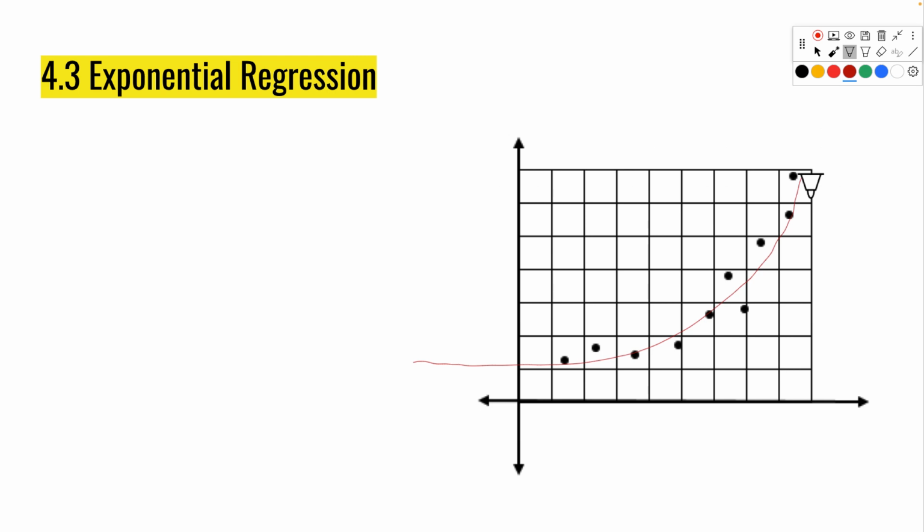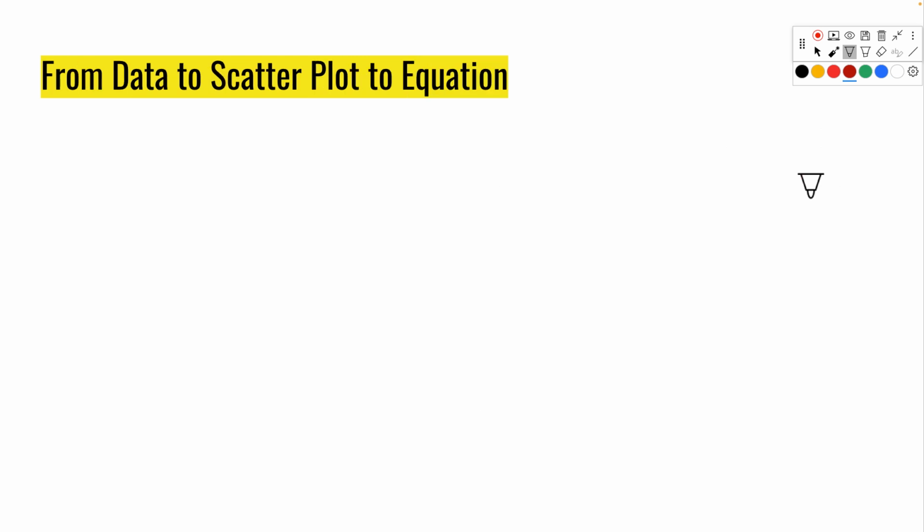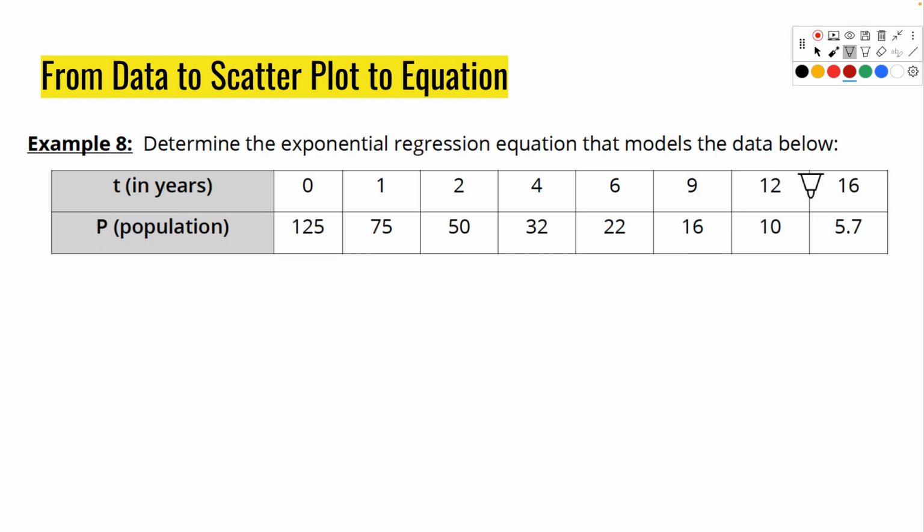Then we'll do a problem with exponential. It's all pretty much the same as what we did. The only thing that will change is the equation we put in. So from data to scatter plot to equation. We need some data. So this is some population data, and oftentimes population grows or shrinks exponentially. We're going to plot this data, and we're going to have Desmos give us the regression model.